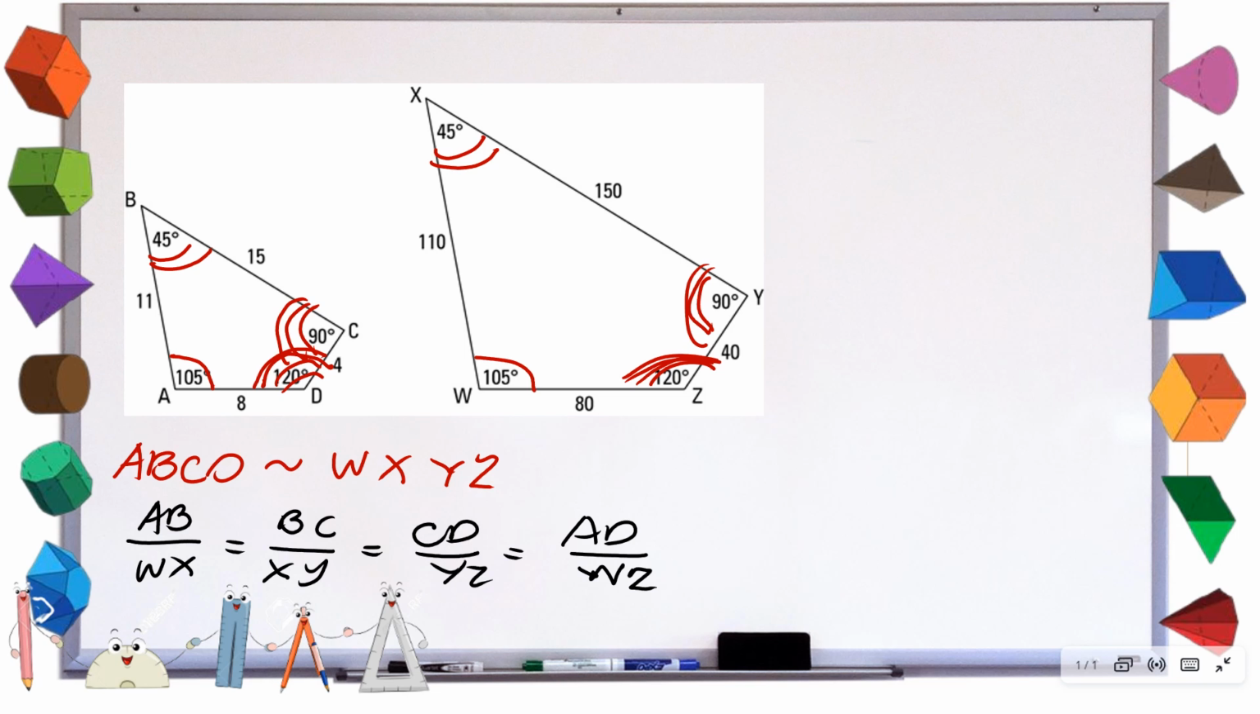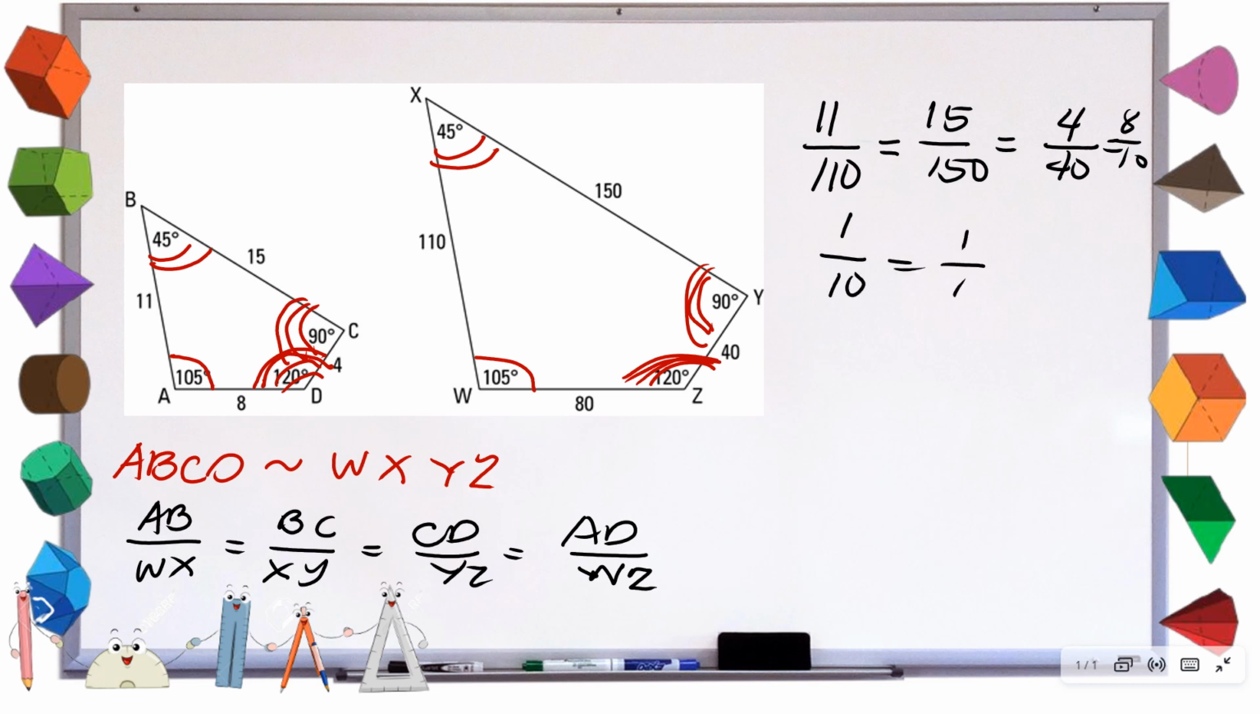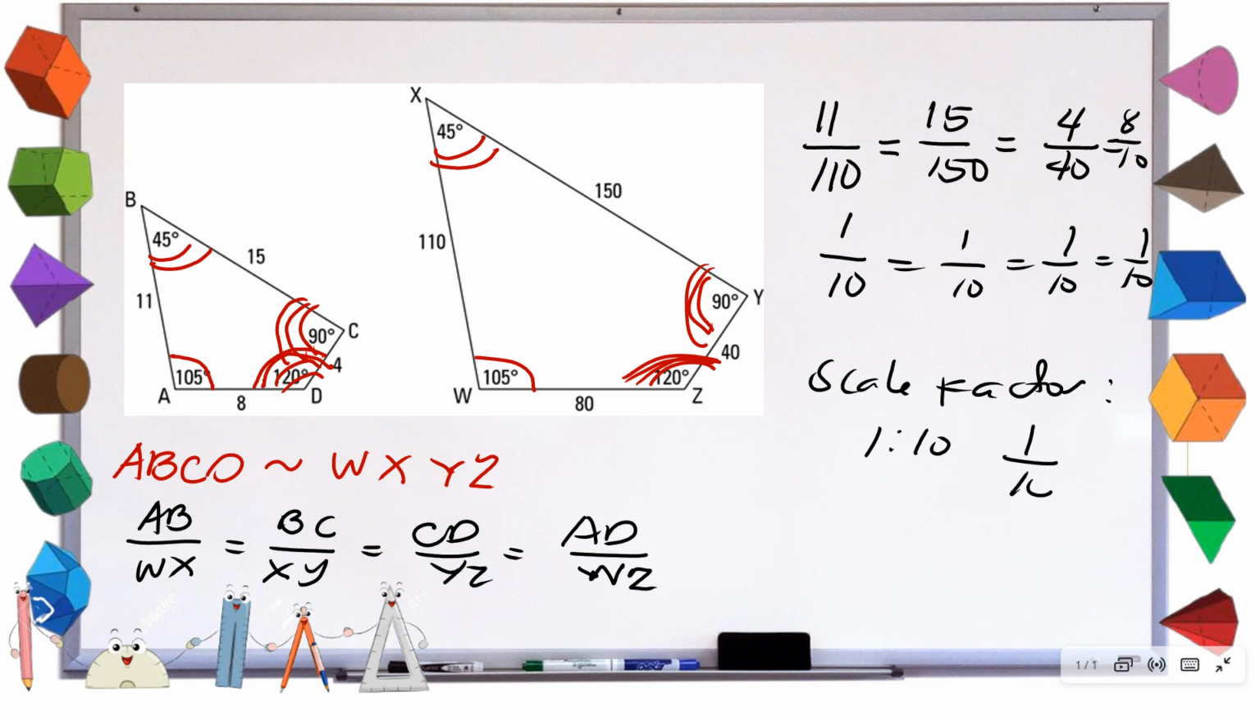Oh, let's get the part. So AB and WX. We have AB, so that we have 11, and WX is 110. BC, we have 15 and 150. We have 4 and 40. And then last one, we have 8 and 80. If we're going to get the lowest term of all of this is equivalent to 1 over 10, 1 over 10, 1 over 10, and 1 over 10. So this means that the scale factor for this polygon is 1 is to 10 or 1 over 10.